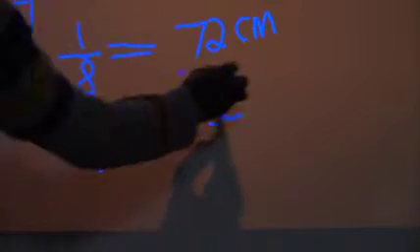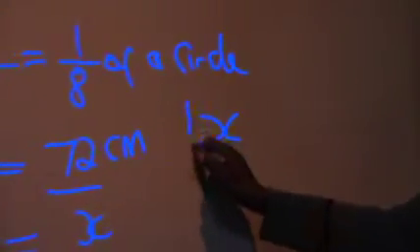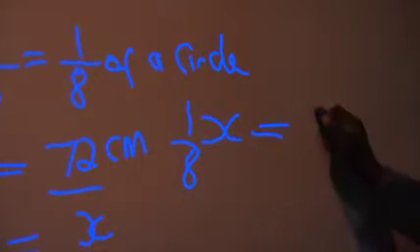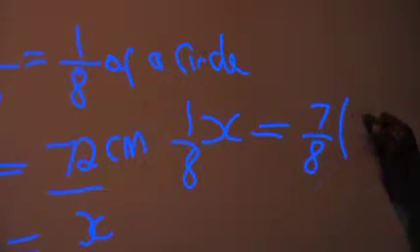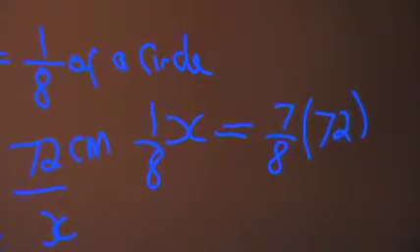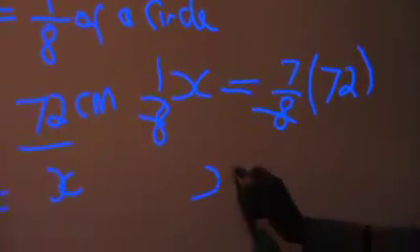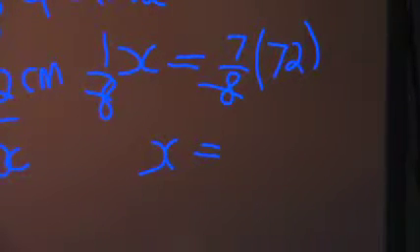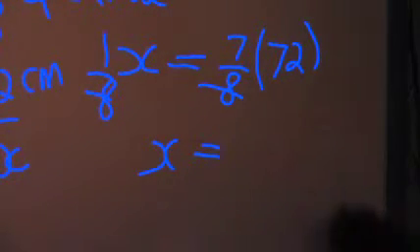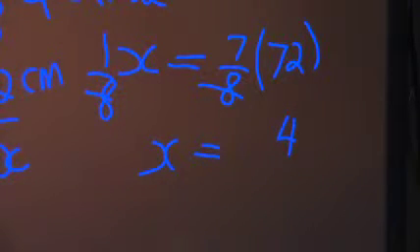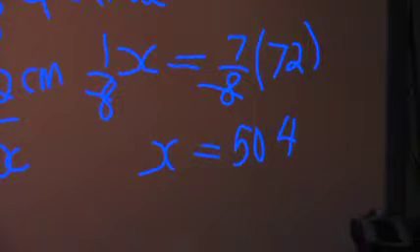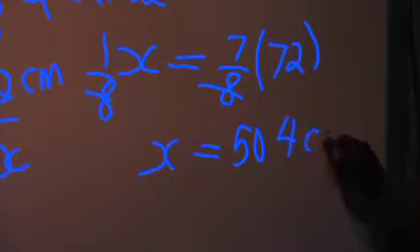So what is 7/8 of that? We get a proportion here. We can simply solve this by saying 1/8 x is equal to 7/8 times 72. Basically here we can see that our x can cancel and our 8 can cancel, and x will be equal to 72 times 7, which gives us 504. So the remaining portion of the circle will be 504 centimeters squared.